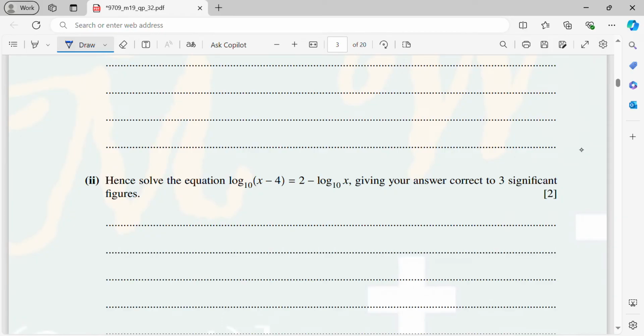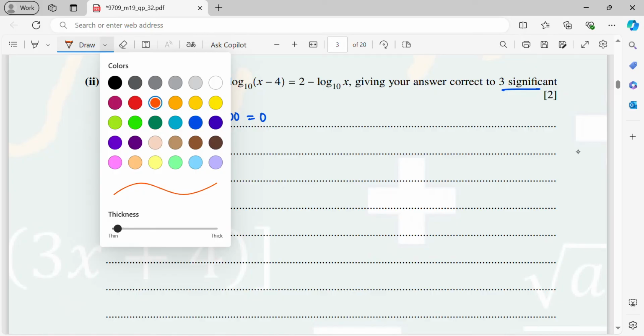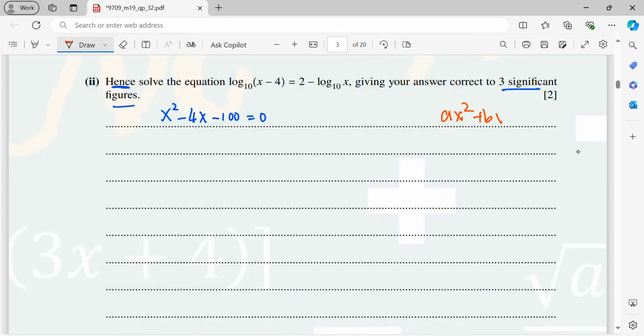Now part 2, hence means use the previous answer. Solve the equation, exactly the same equation, giving your answer correct to 3 significant figures. So now x squared minus 4x minus 100 equals 0. Then this quadratic equation I will solve using the quadratic formula, which is basically to solve this general quadratic equation. The x is going to be minus b plus minus square root of b squared minus 4ac over 2a.